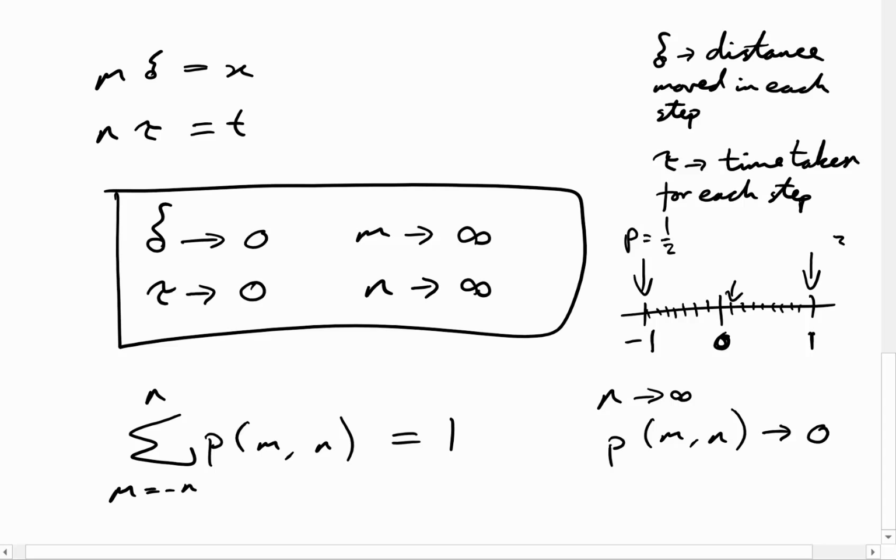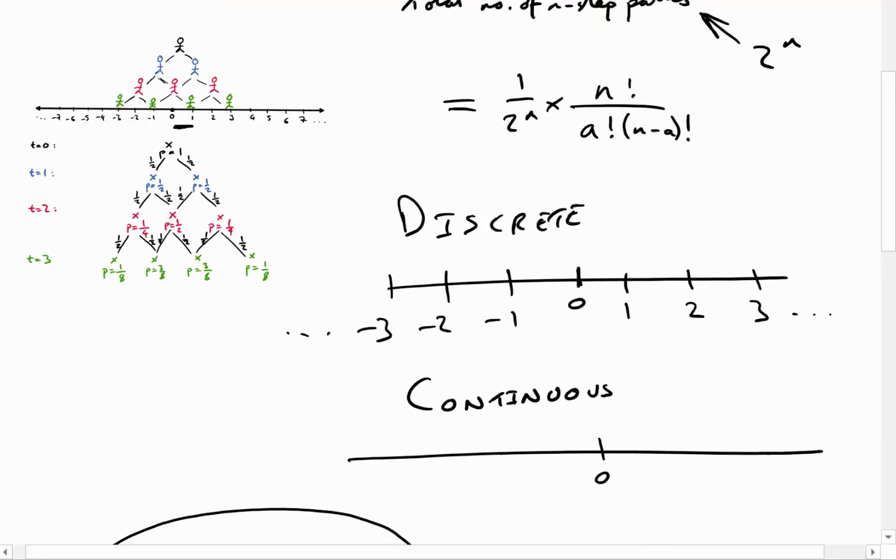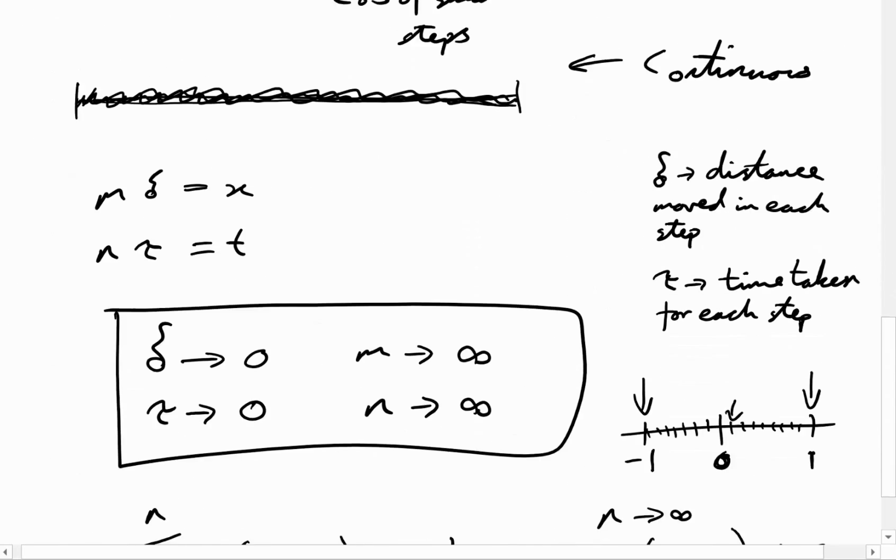But now, as we take more and more steps, we saw in the example above that we basically get smaller and smaller probabilities. We get a quarter for t equals 2, an eighth for t equals 3, and so on, and so on, and so on.